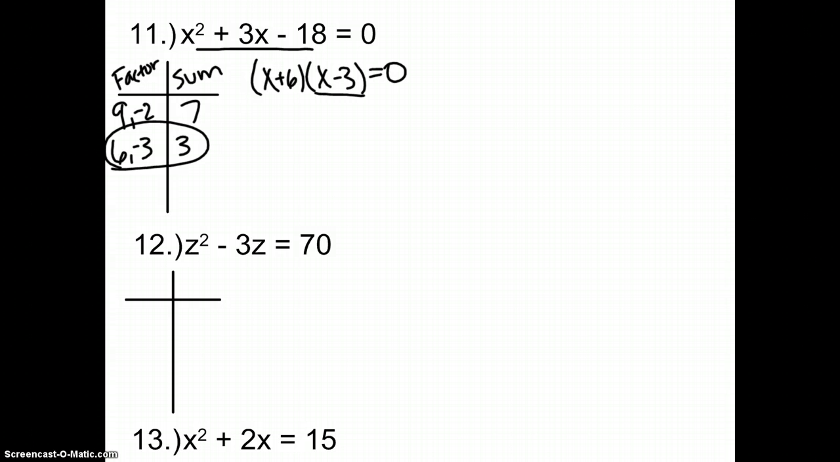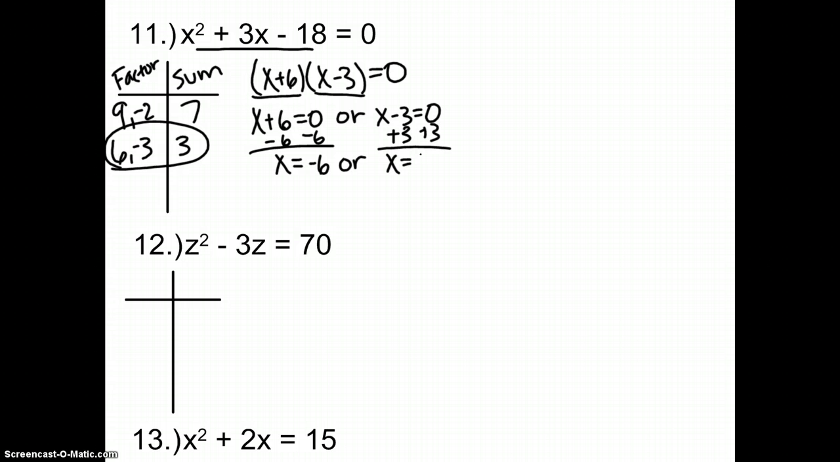So now we can set each term equal to 0. X plus 6 equals 0, or x minus 3 equals 0. Solve each equation for x, so subtract 6. X equals negative 6. Or in the second equation, add 3. X equals a positive 3.